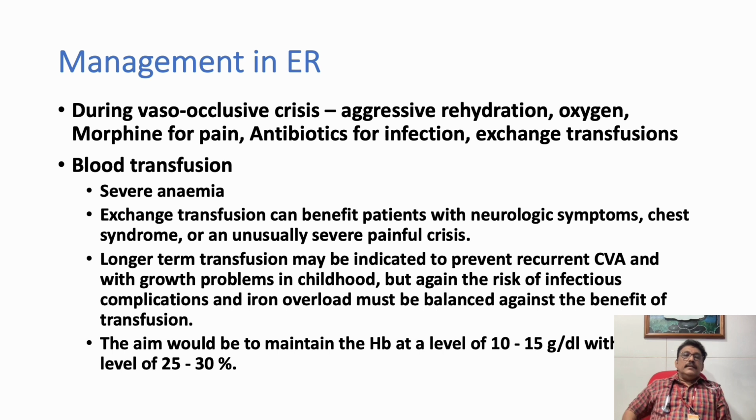So, fluid and oxygen. Third thing is morphine. We have to give morphine for pain relief. Then antibiotics if you are suspecting an infection, like a patient who is having chest disease, like a chest infection, they can have extra sickling, which can occur due to the infection or due to the hypoxemia.